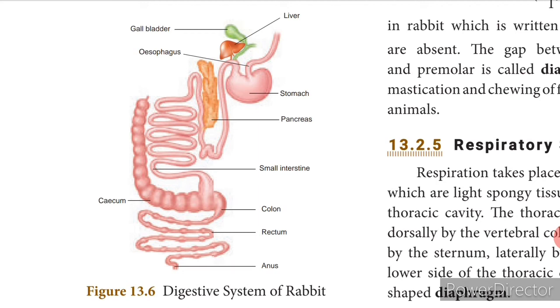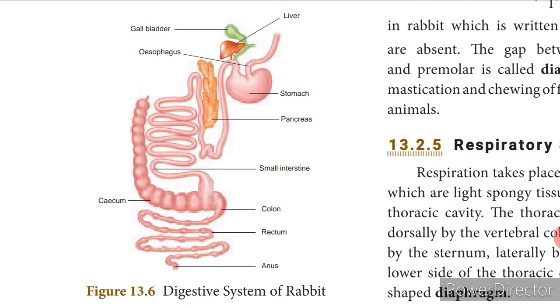You can see here in the picture it is written as cecum. So this is the walled sac that is present in between the small intestine and large intestine, and this contains bacteria which are helpful in the digestion of cellulose. It is a herbivore and it eats lots of cellulose.